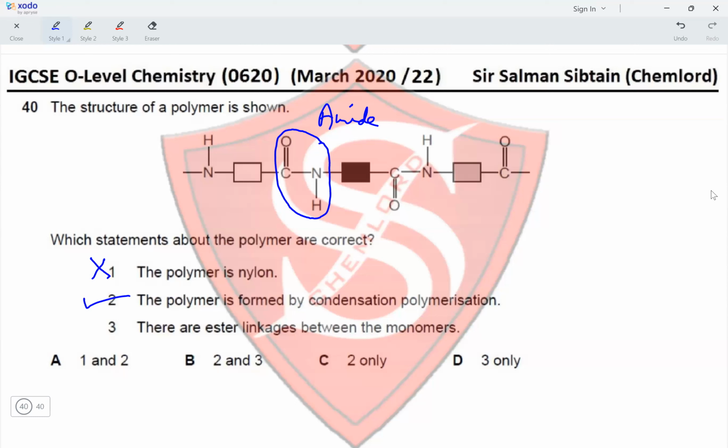There are ester linkages between monomers. There are amide linkages between monomers. Since statement 2 is the only correct statement, this makes option C the correct option for this question.